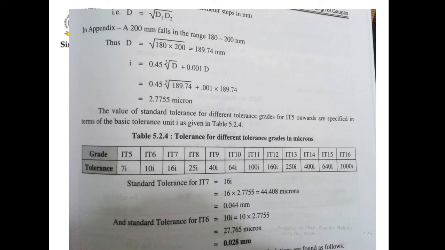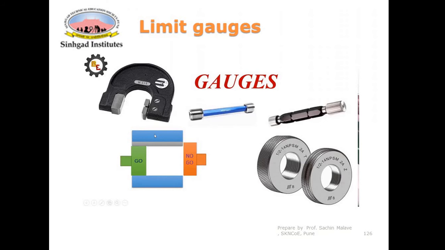So some diametrical steps are considered when limit systems and the tolerance grading system is designed, and these are the values of the tolerance grades. So for IT5 there is a 7, IT6 10, as we have seen, and you can calculate the standard tolerance for any process. So we are going to see this in detail.